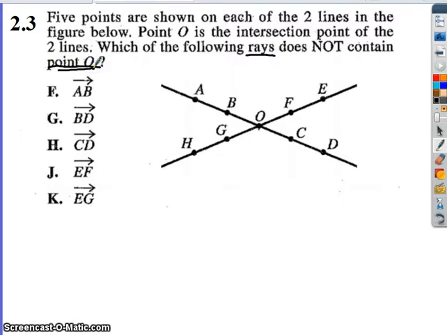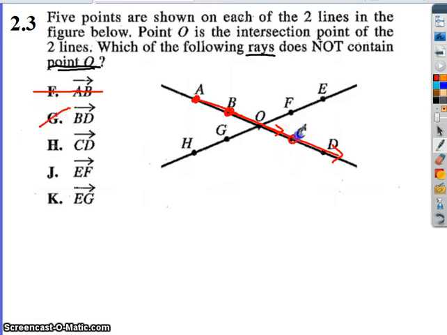For a ray, the first letter is your starting point. The second letter is your direction. So this one means that we start at A and go through B, and it keeps going forever. So you see that if I go through B, it's going to continue forever this way, and O is on that line. BD starts at B and goes through D. O is on that line.